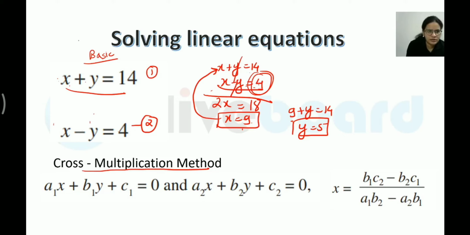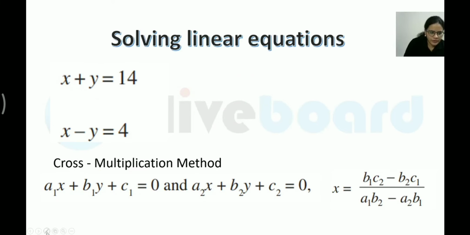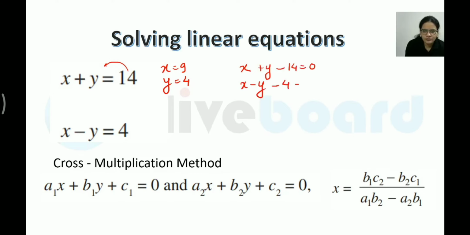So what values did you get in this case? You got x is 9, y is 4. Now let me tell you the shortcut over here. For the shortcut, please pay attention to how I am solving it. When you are doing this shortcut, you have to take this 14 to the other side. So x plus y minus 14. Always represent it in this format. X minus y minus 4.